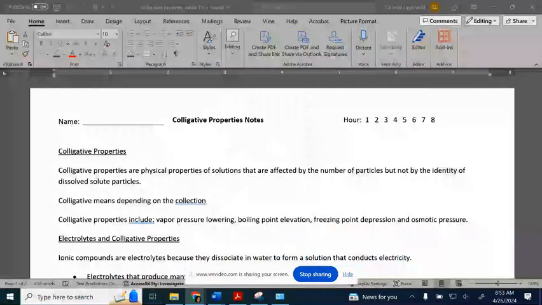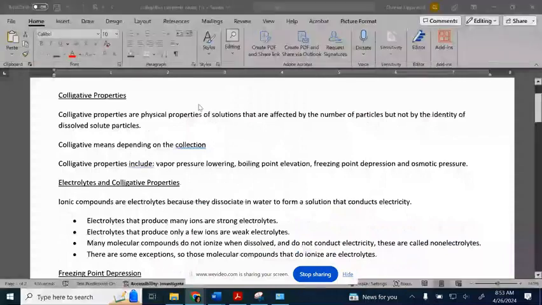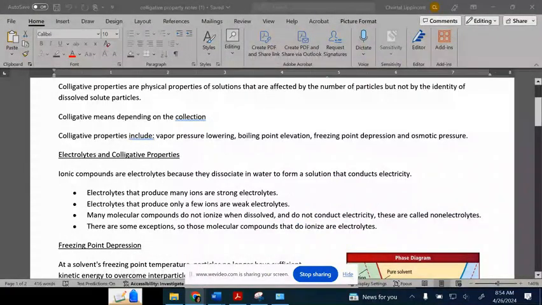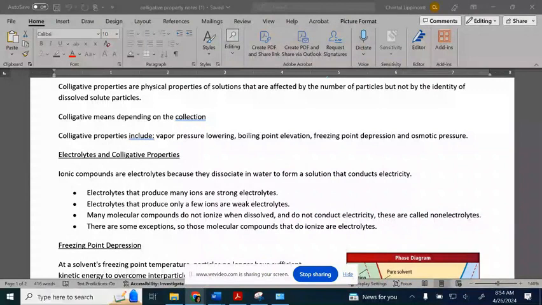And it comes down to something called colligative properties. So these colligative properties are properties of solutions that are affected by the number of particles, but not the identity of what they are. So it wouldn't matter if it was sodium chloride that they're putting on the streets or potassium chloride, or they could put anything on there. It's going to have the same effect. Okay. So that's what they're saying by the identity.